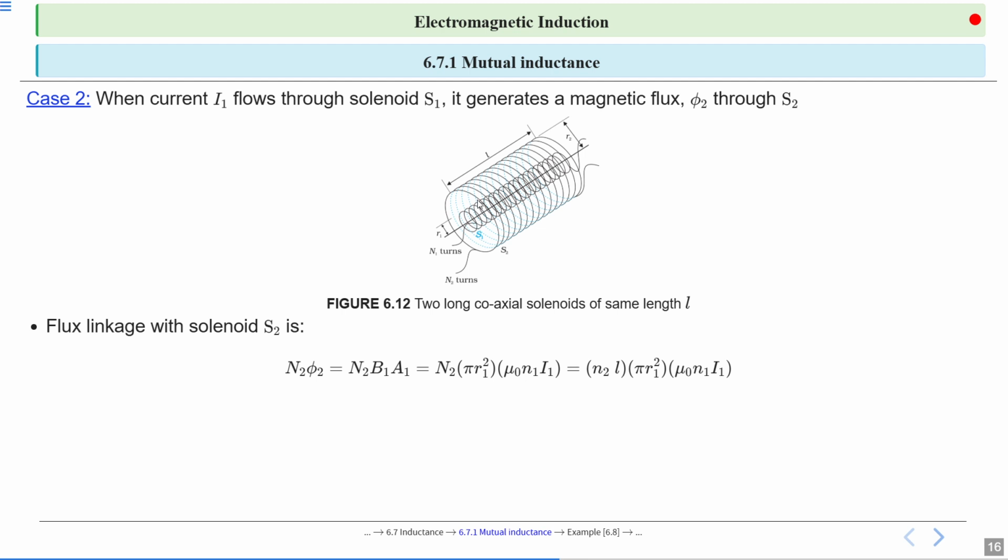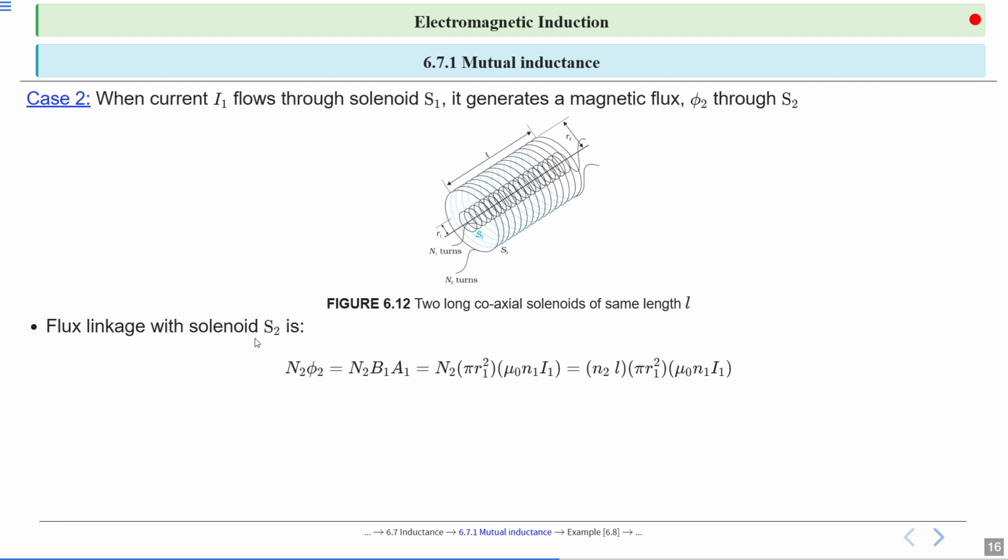So for the flux linked with this S2 coil, we are not going to take the whole area of cross section of this S2 coil in the flux linkage, because the magnetic field is not existing throughout the whole area of cross section. Only inside the S1 coil is the magnetic field existing.